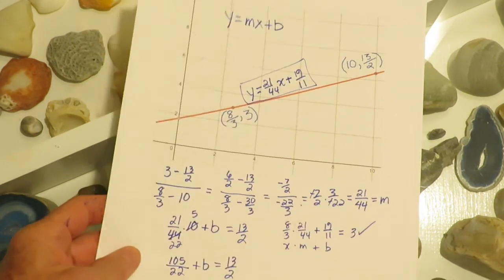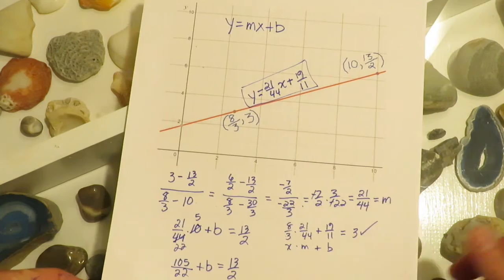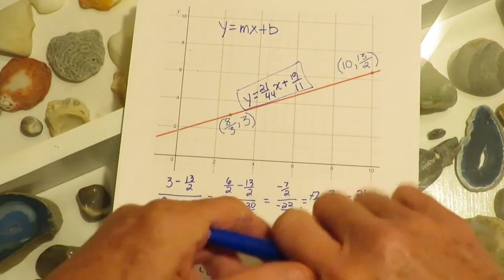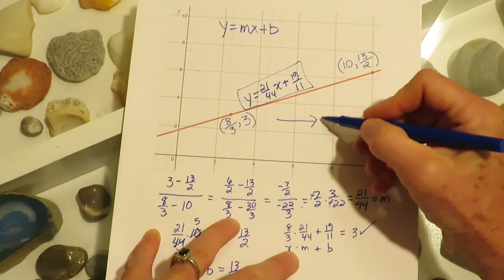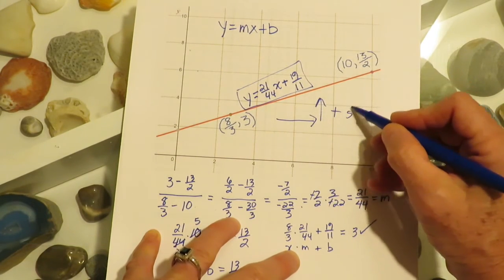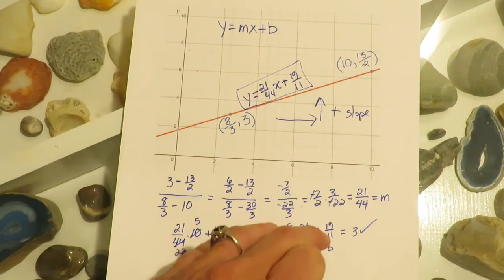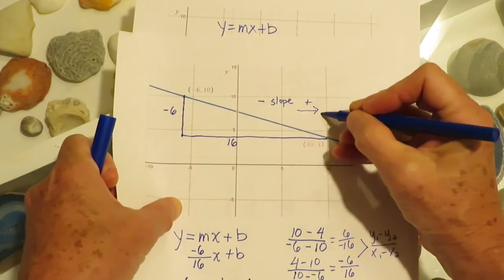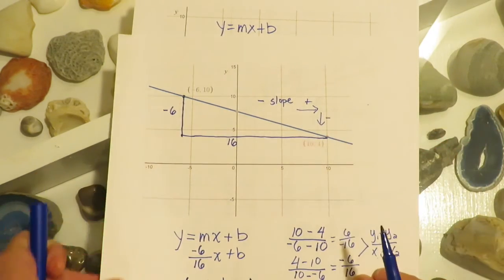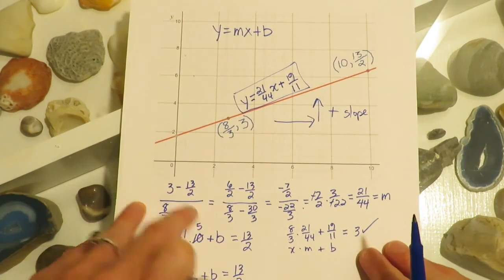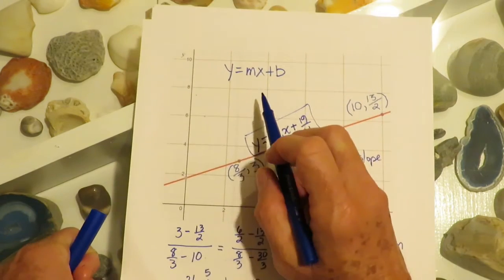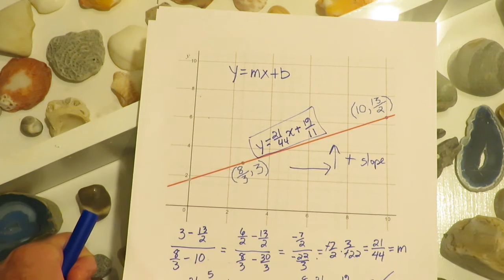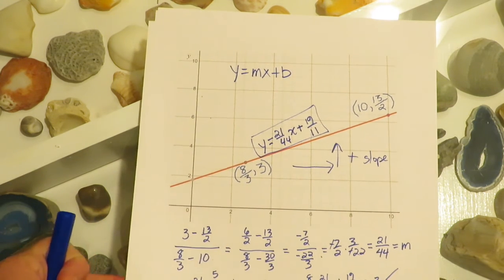Alright, so that was 2 examples of how to find the equation of a line. Notice this one had a positive slope. As x increases, y increases. So x goes up, y goes up, means you have a positive slope. And when x went up, y went down, that meant you had a negative slope. The process is the same. You're trying to fill in y equals mx plus b, and usually you're going to find the slope first and then reason out the b from there.